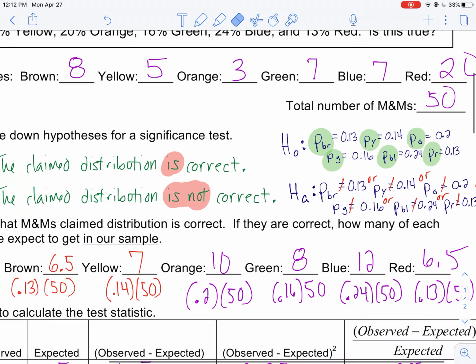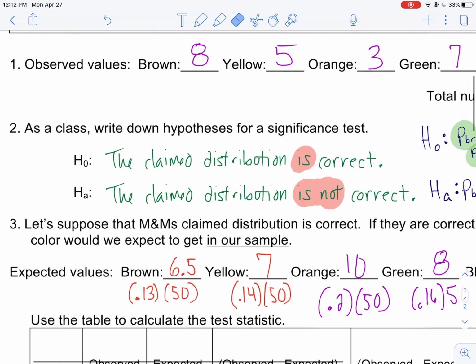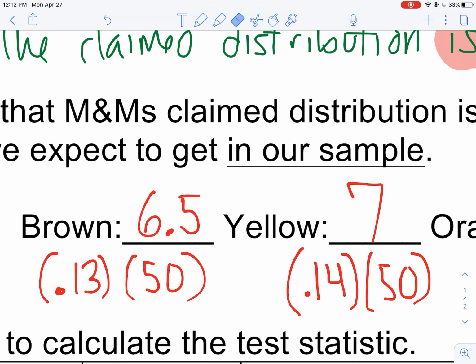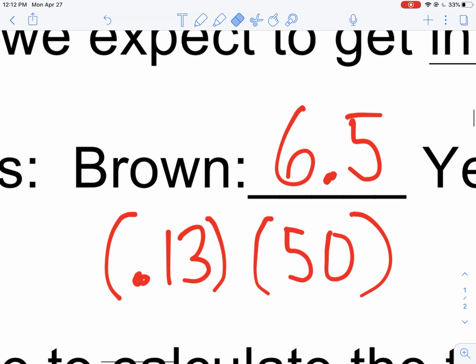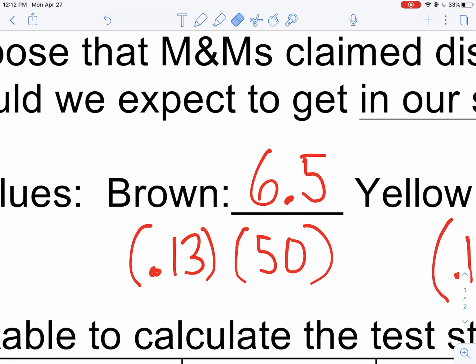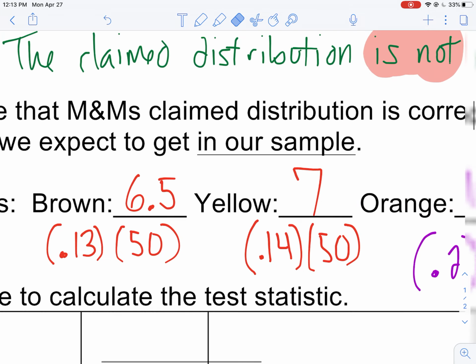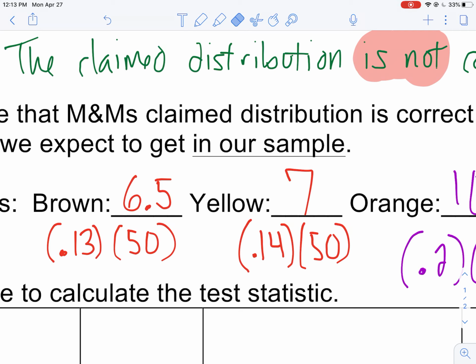You never know. So here's what I did. I calculated, if M&Ms is correct with their distribution, what would I expect to see from my 50 M&Ms? In order to do that, to find what we call the expected counts, I took the proportion that they advertised, the 13%, and I multiplied it by the 50, because I have 50 M&Ms. If 13% of 50 M&Ms are supposed to be brown, it tells me I'd be expecting to see 6.5 browns.